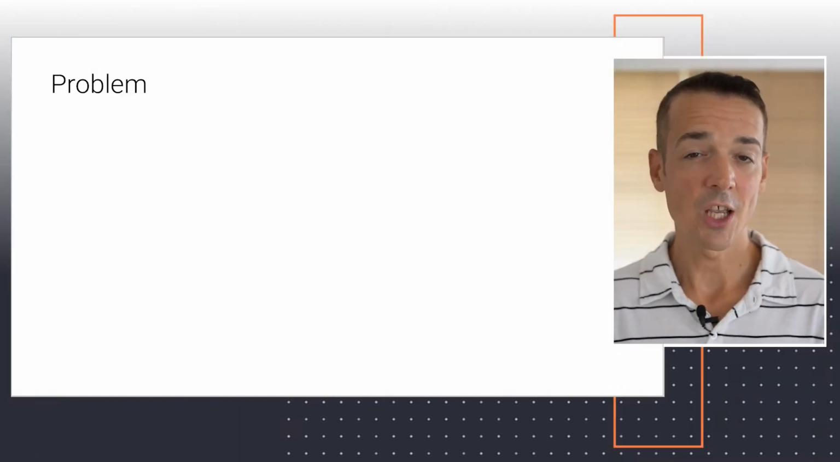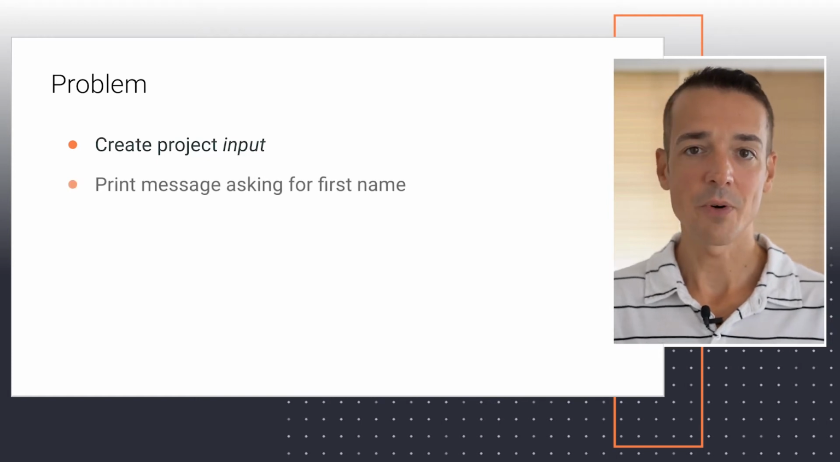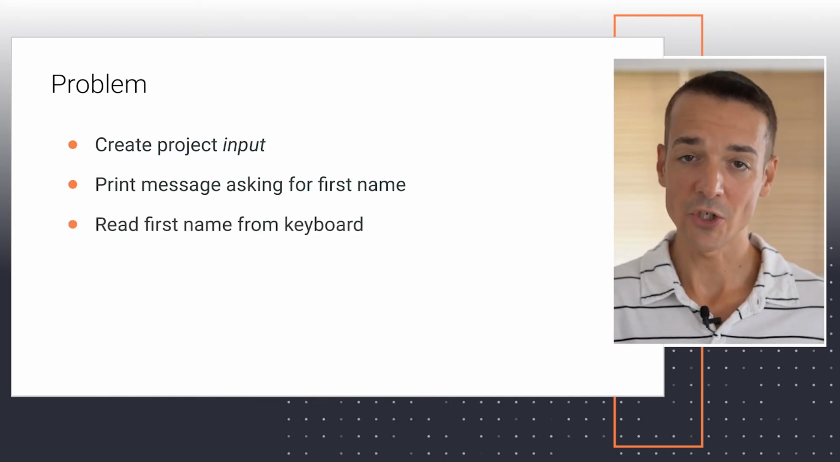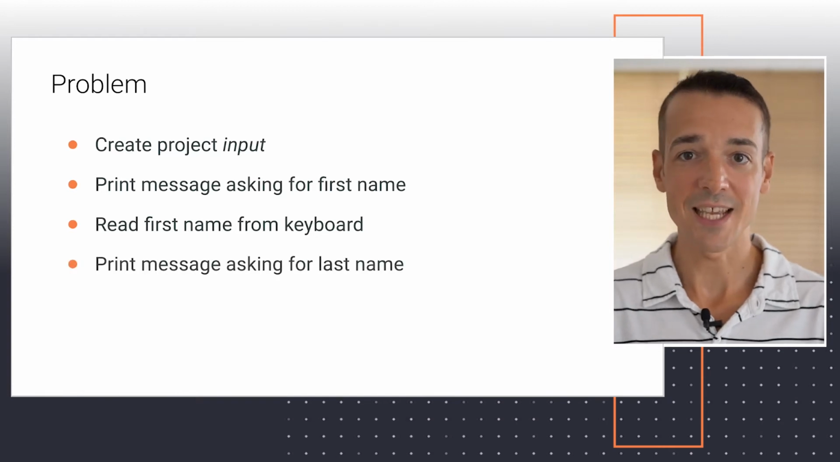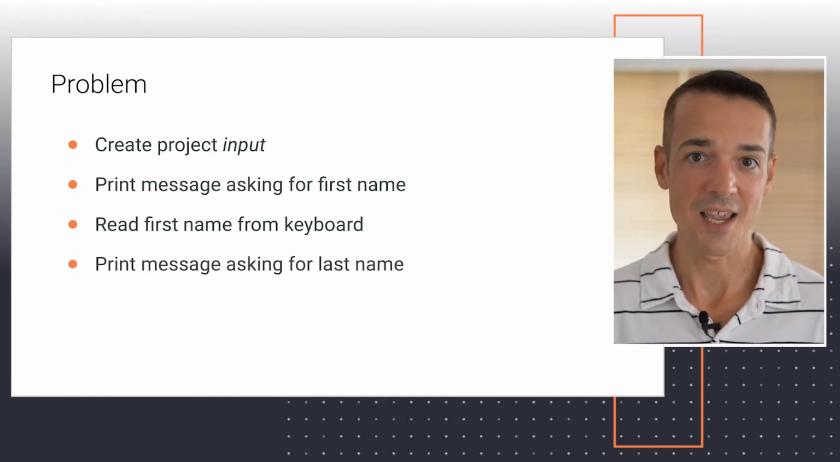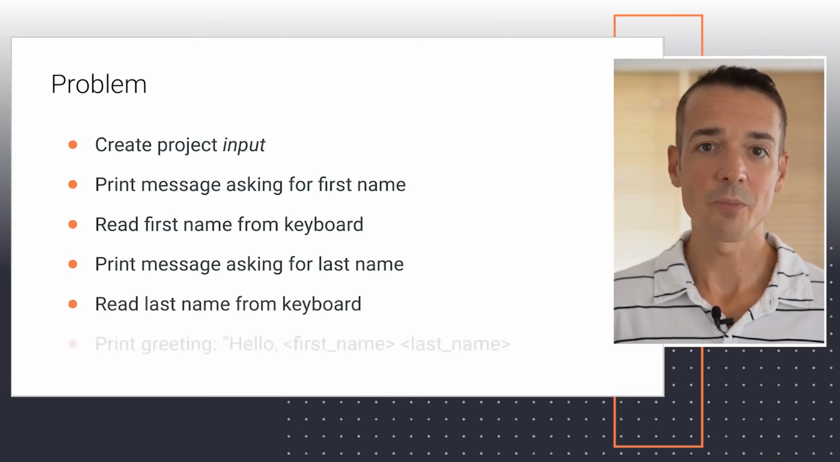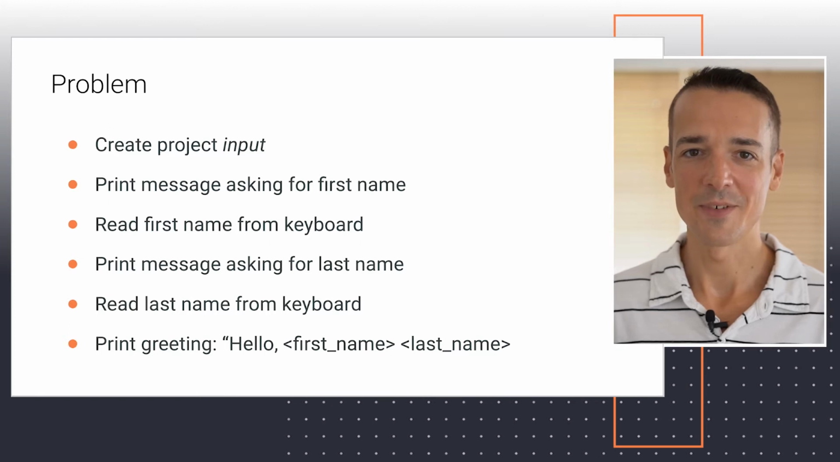Now let me propose the following problem, which I'd like you to complete before continuing to watch this lesson. Use the code editor to create a new project titled Input. Your program should first print a message asking the user to enter their first name. The user's first name is read and saved into a variable. The program should then print a second message asking the user for their last name, and this input should be saved in a second variable. Finally, the program should print a greeting message that reads, hello, comma, space, first name, space, last name.